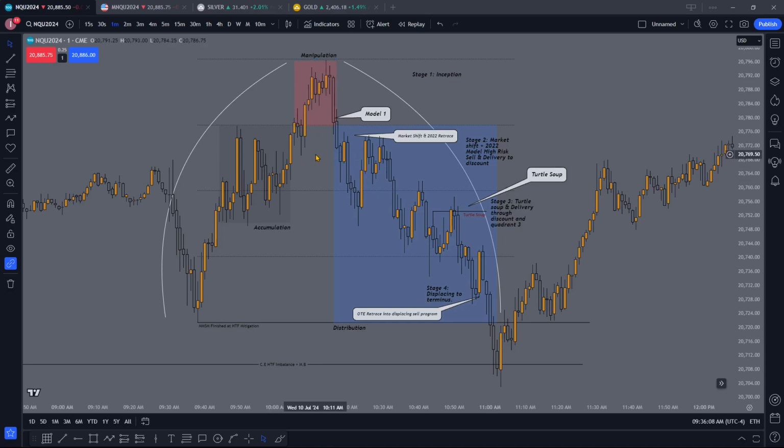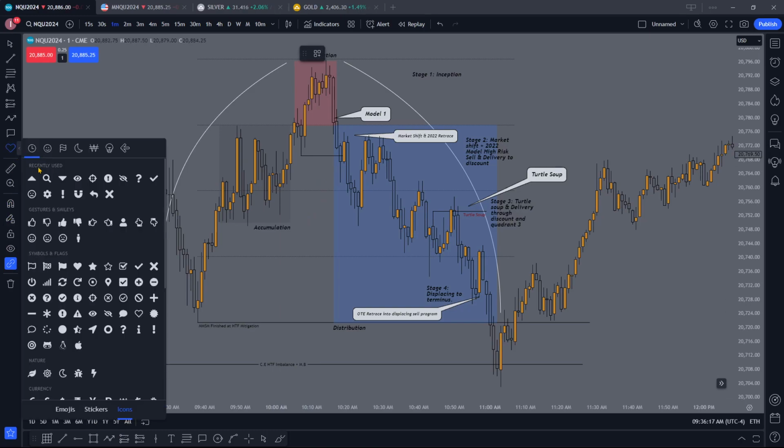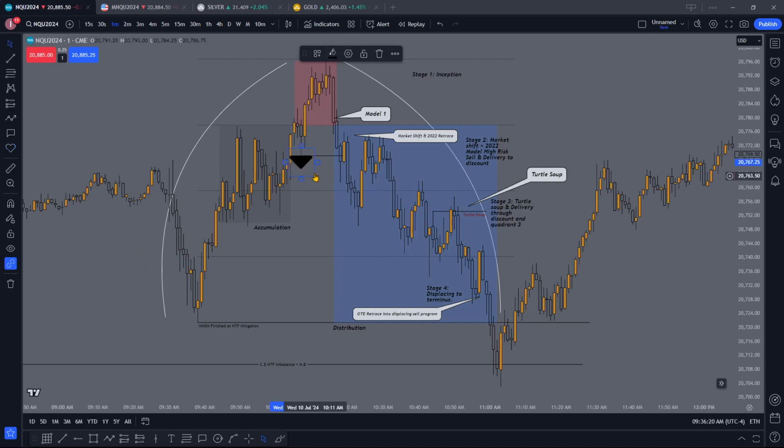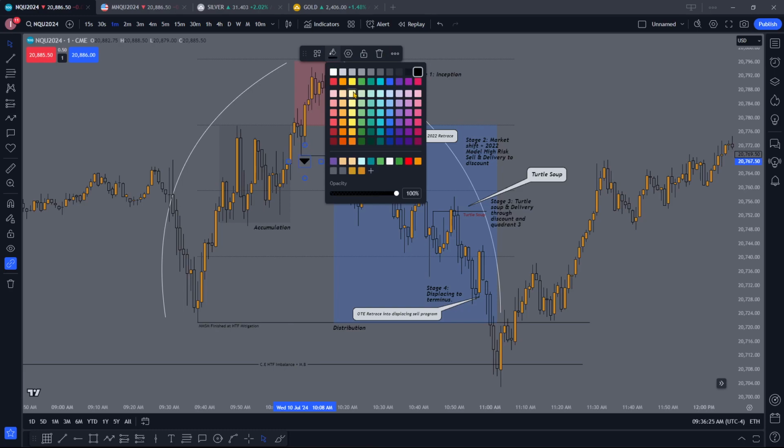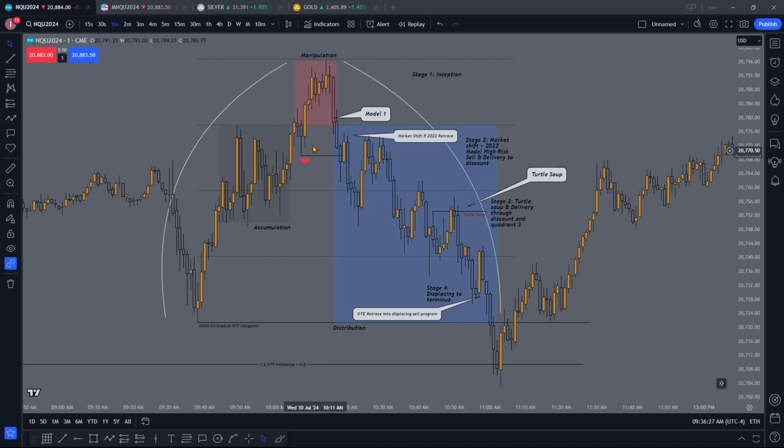As you can see, we have the market shift from this low right here. We mark it out so it looks visually pleasing. We go ahead and just make an embed. So there's the market shift and the 2022 model fair value gap retrace, which would be at this gap right here. That's your 2022 model sell.